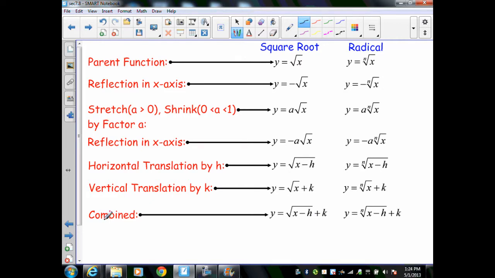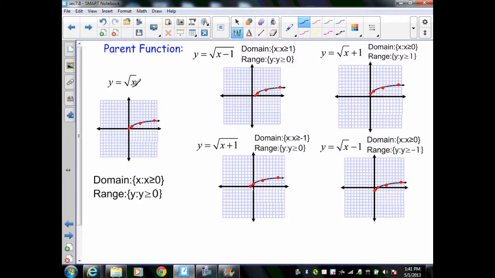We can combine those forms into this form, which in this case I would have a shift of h, left or right, depending on this plus or minus, and a shift vertical up or down, depending on plus or minus of my k. That holds true for any nth root function. This page shows examples of horizontal shifts and vertical shifts of our parent function of y equals the square root of x. Here I have that parent function.